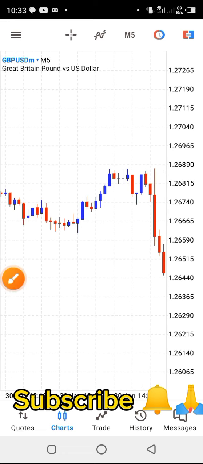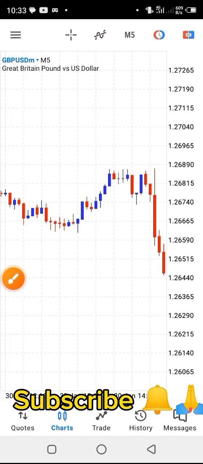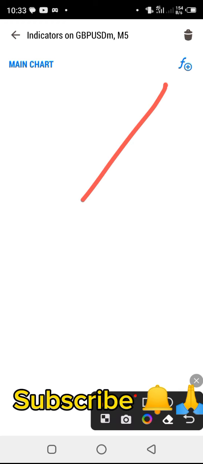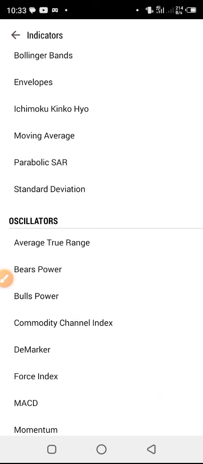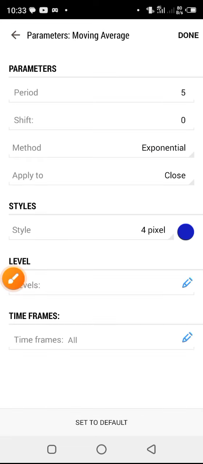So let's go there. Once you are on your MT4 or MT5, just come to this icon right here. Can you see that? That icon stands for indicator. So you click on the icon. Then you click on this in order to add an indicator that you want. Scroll down to moving average. You can see moving average right here. Yeah, so that's the guy we need. So click on that moving average.